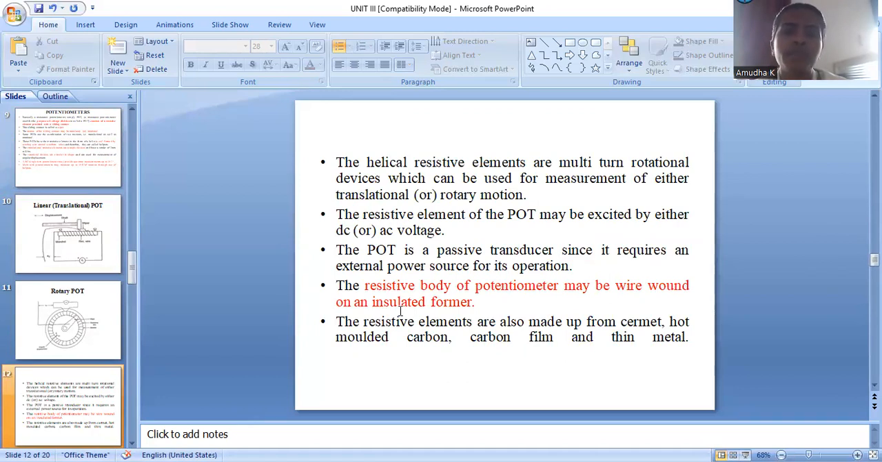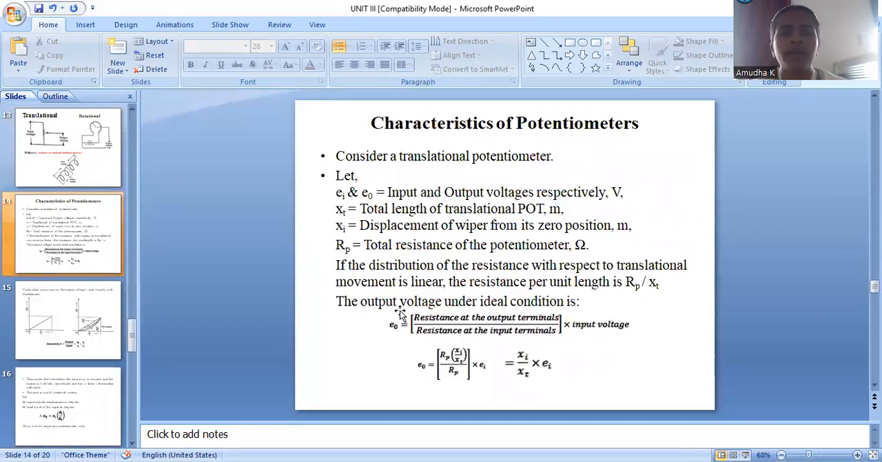So the potentiometer is a passive transducer since it requires an external power source for its operation. Okay. So this is the major thing. And for the characteristics of potentiometers, we consider some parameters: E_i and E_o, that is the input and output voltages; X_t is the total length of the translational potentiometer; X_i is the displacement of the wiper; and R_t is the total resistance of the potentiometer. Using those parameters, the output voltage under ideal conditions is given by the resistance at the output terminal divided by the resistance at the input terminals, times the input voltage.